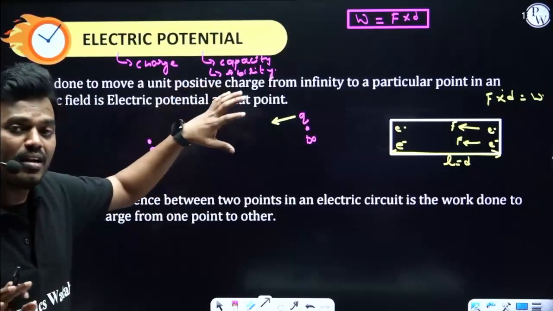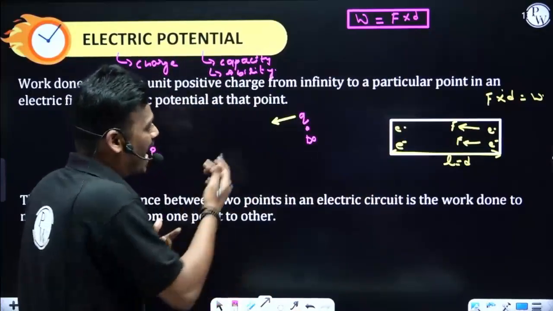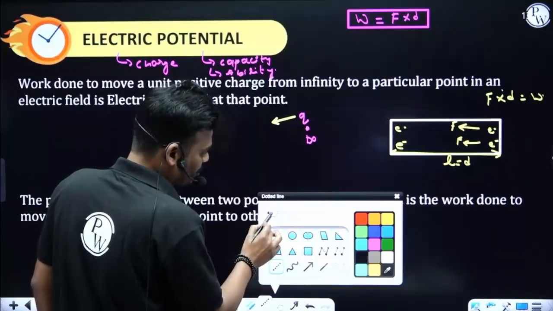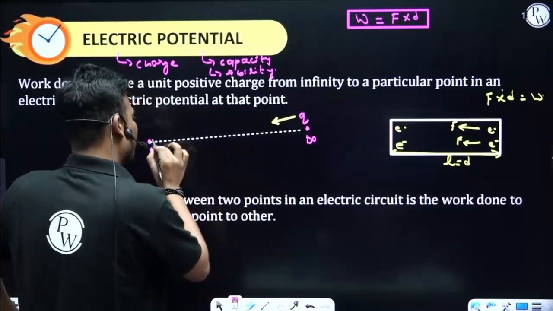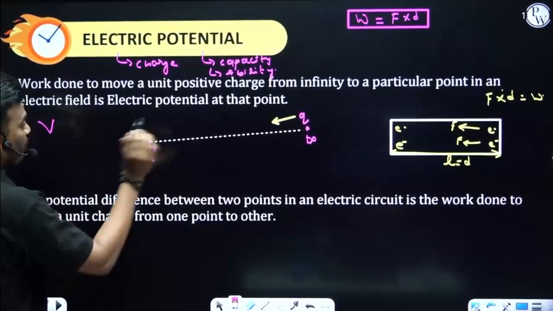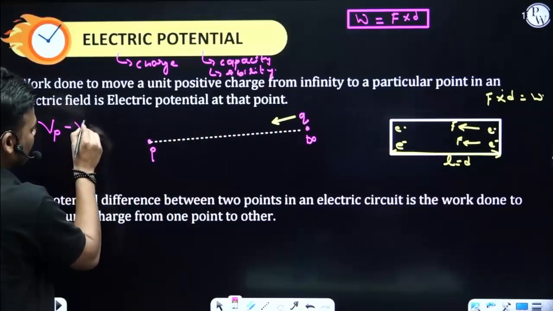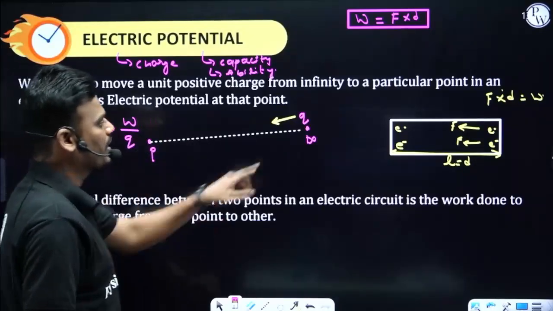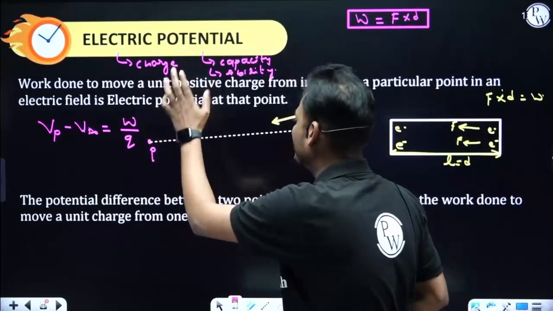Electric field and force, everything you'll be learning in class 12. For understanding purposes, I'm considering that I am applying a force, and it will be displacing the charge from the infinite position to here, point P. Now here there is work done on a charge, and this we call electric potential. From which point to which point? From the infinite point to point P. That means final point minus initial point equals the work done to bring a charge. Work done per unit charge on bringing it from the infinite reference point to point P.